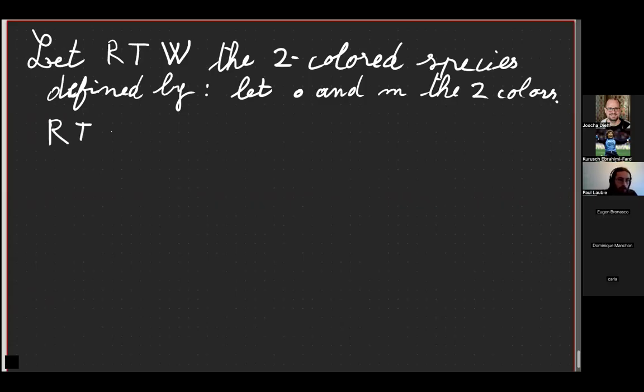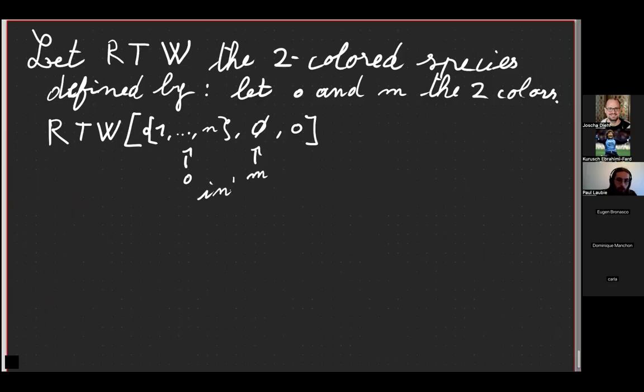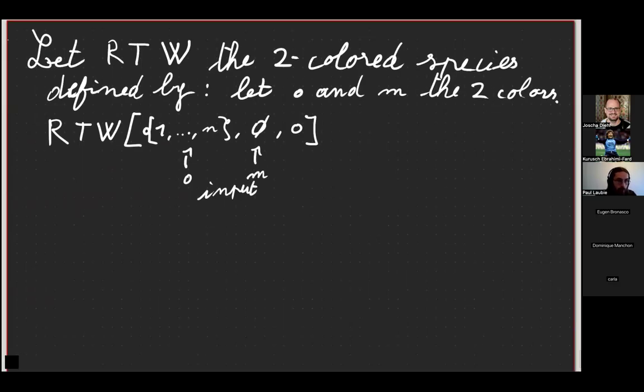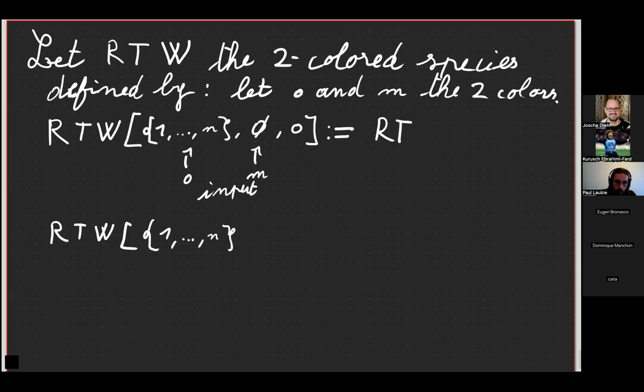And so I need to define what is RT of the set 1 to n, empty, and then I need to say what is the output color. So this is the color O, and this is the color M in inputs. So this will be rooted trees. Then I will say that RT of a singleton and color M is almost RT.